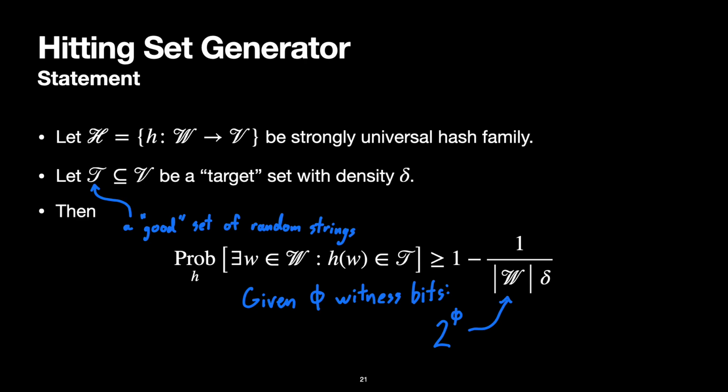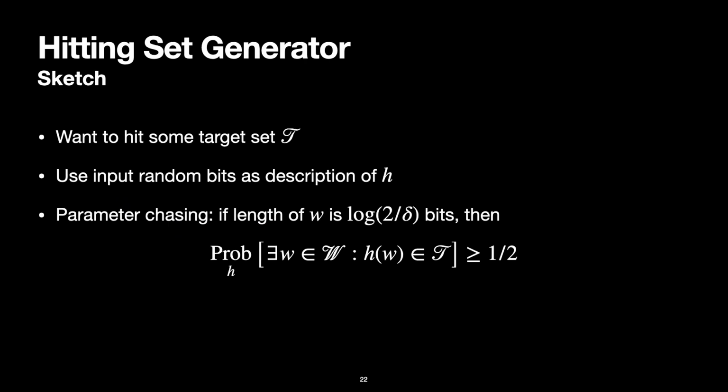If you have phi witness bits, then you get a very, very good boost in success probability, something along these lines. We want to hit a target set T, so we're going to use an internal random coin as a description of a hash, and then after a little bit of parameter chasing, as long as the length of W is log 2 over delta bits, then the probability that there exists at least one W so that hashing that W hits your target set T is going to be greater than or equal to 1/2.